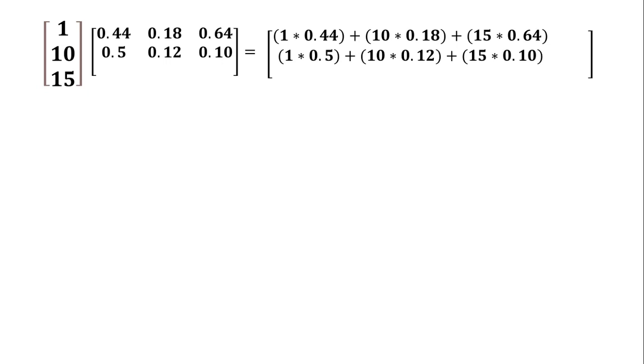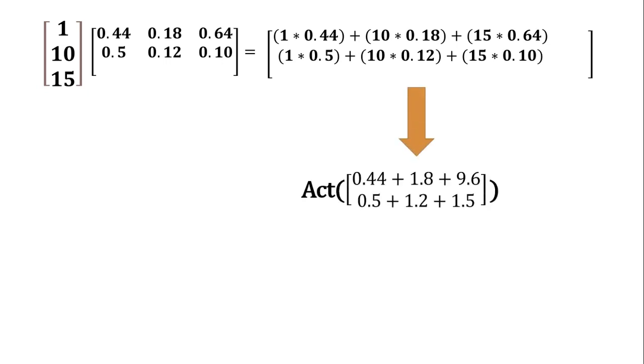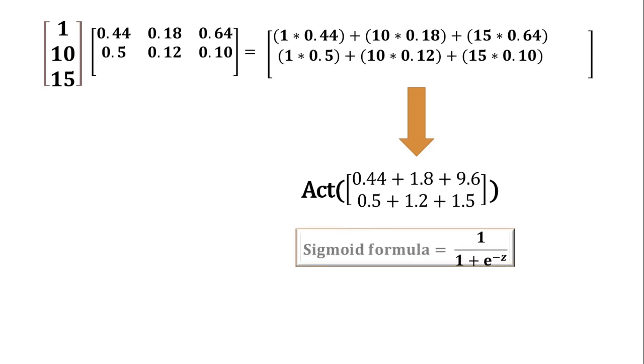Now we will pass this matrix to the activation function. Let's consider the sigmoid activation function for ease of our calculation. So the formula for the sigmoid function is 1 divided by 1 plus e to the power minus z. And here z is nothing but the matrix we got just now.